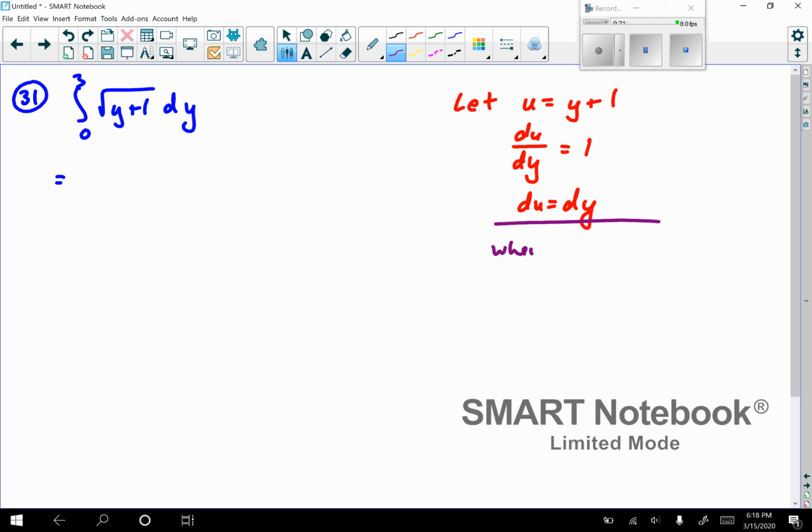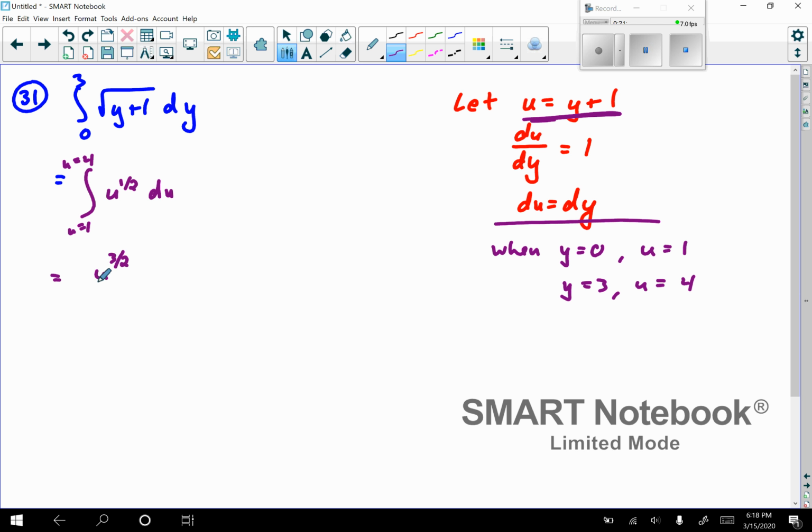So substituting back here, instead of keeping it 0 and 3, I'm going to change those now. So this is a whole alternative way to do this problem. That way we could keep everything in u. We don't have to bring that y plus 1 back in. So when y is 0, u is y plus 1, so then u is going to equal 1. And when y is 3, u is going to equal 4.